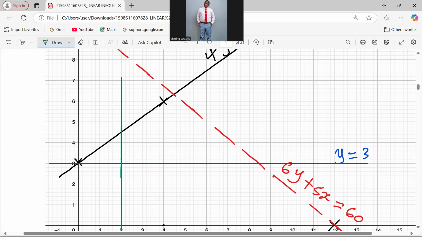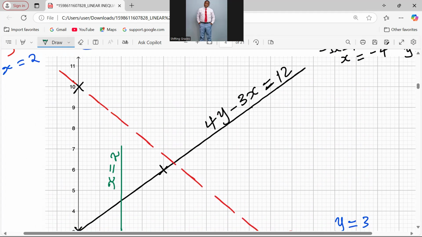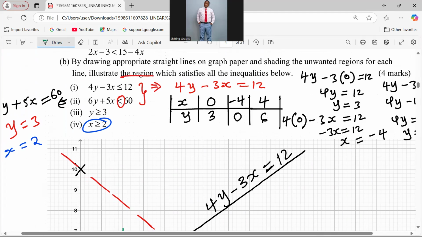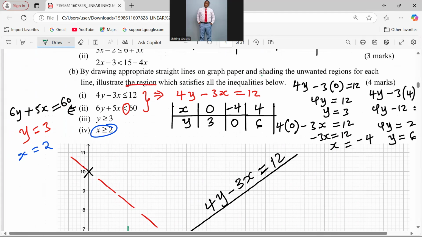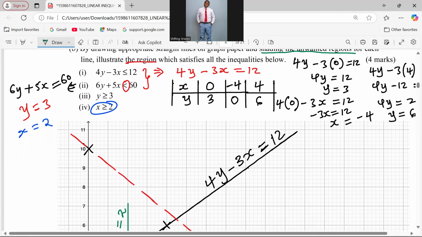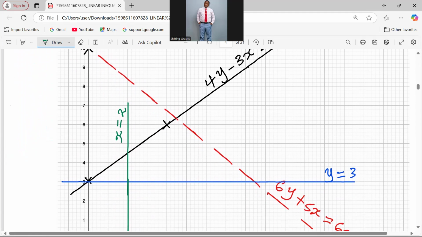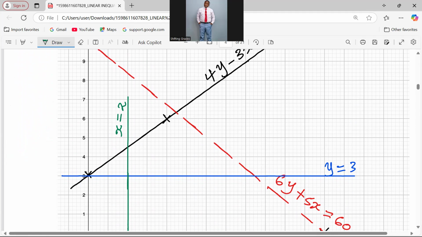Is the line x equals to 2. Now, the other thing is to do what? Shed the unwanted regions so that we may illustrate the common region which is bounded by all these inequalities. So when you look at the lines, there is a common region which has been bounded by the 3 inequalities, and that is the region R at this point.